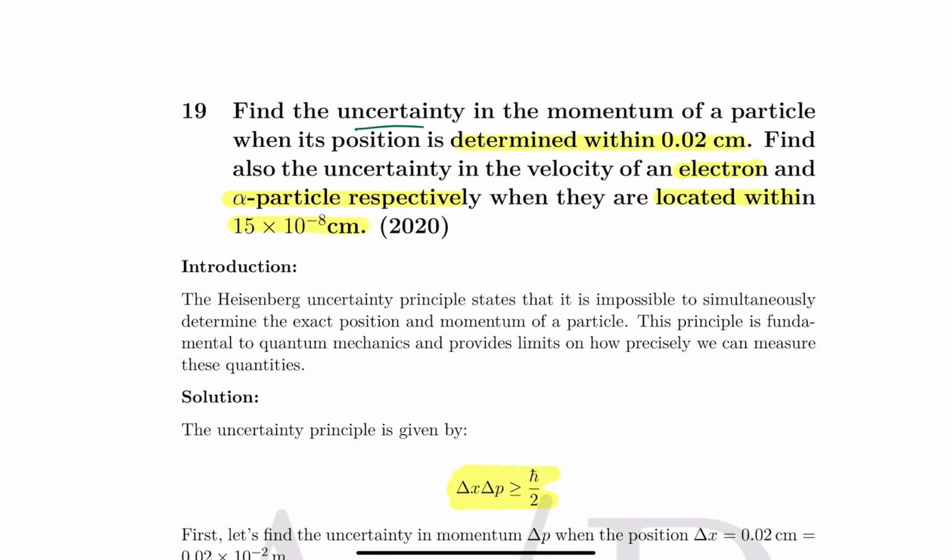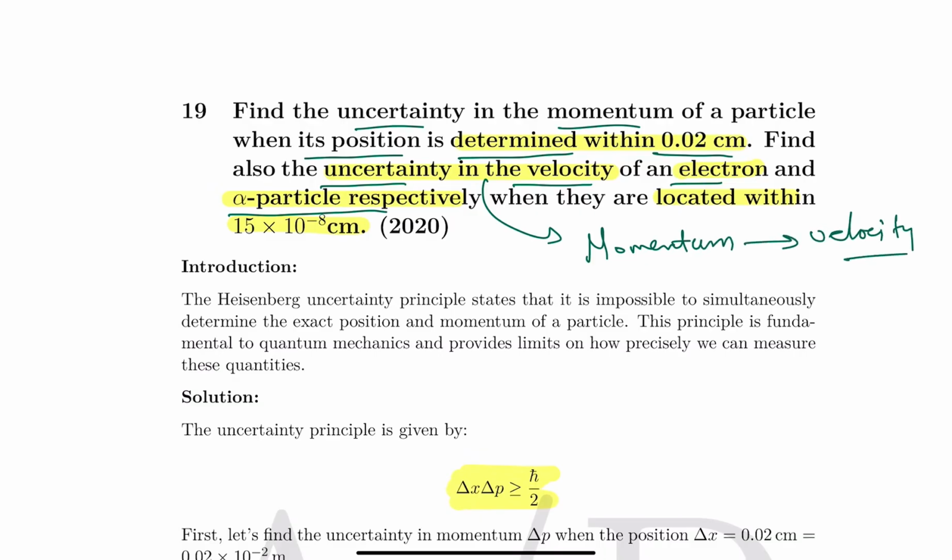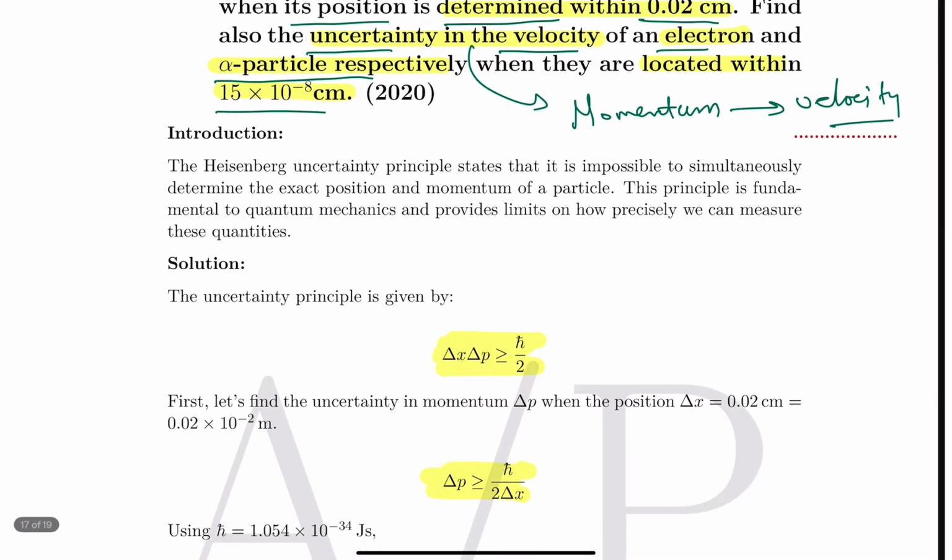Find the uncertainty in the momentum of a particle when its position is determined within 0.02 centimeter. Also find the uncertainty in velocity of an electron and alpha particle respectively. Okay, so if they are going to ask the uncertainty in velocity, then you are smart enough to understand that you first need to calculate the uncertainty in momentum, because momentum will lead you to the quantity velocity. Okay, and when they are located within 15 multiplied by 10 to the power minus 8 centimeter.